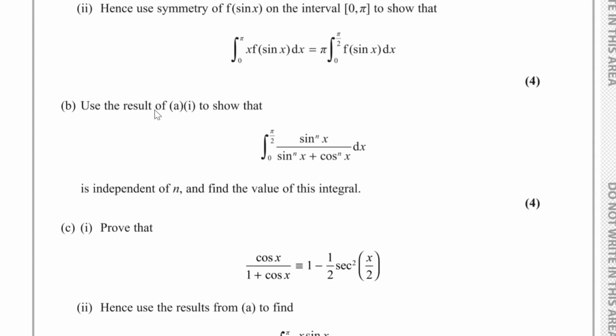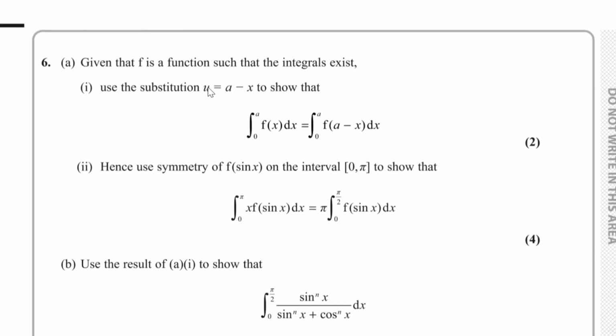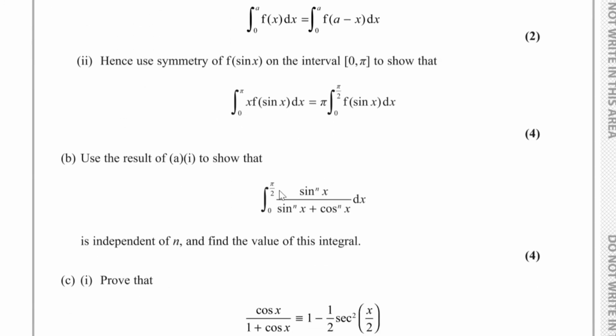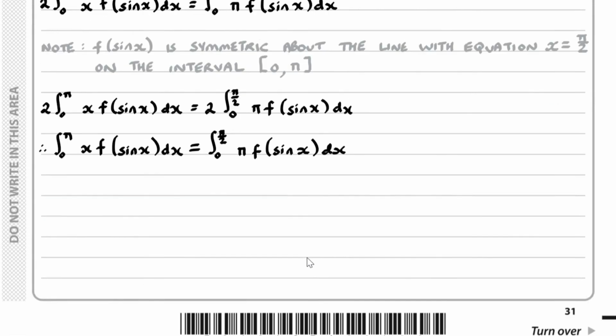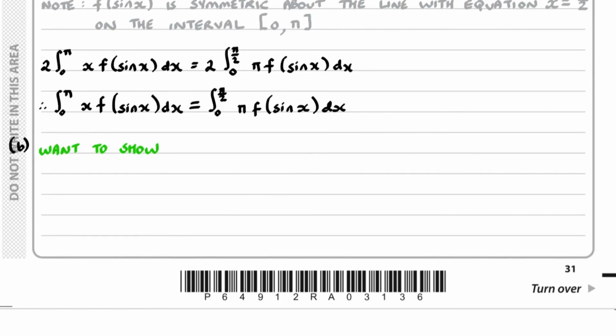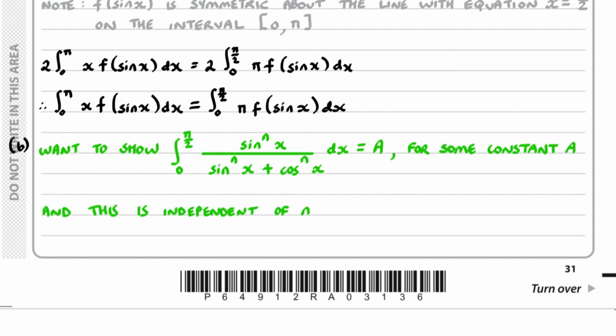For part B of the question, we have to use the result from the first part of part A to show that the integral from 0 to pi over 2 of sine x to the n over sine x to the n plus cos x to the n with respect to x is independent of n, and we have to find the value of this integral. Well, for this part of the question, we want to show that this integral is equal to some value a, some constant, and that also this integral, because it's equal to some constant, is independent of n.